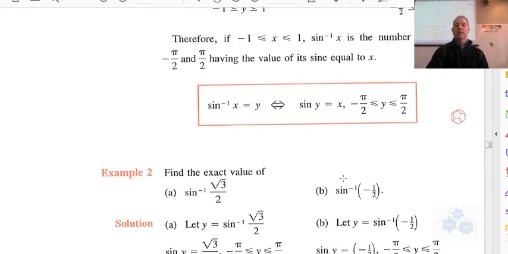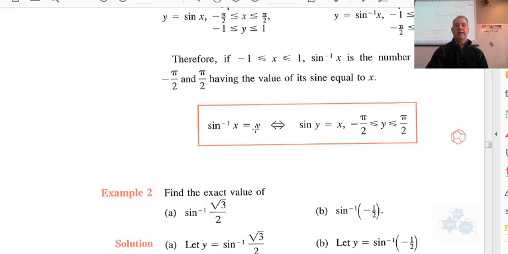Also in your textbook, you'll see this right here, that sine to the negative 1 of x equals y. That's the same as sine of y equals x. And of course, we're going to talk about this as arcsine lots here now. So this section is just about working with inverse sine.